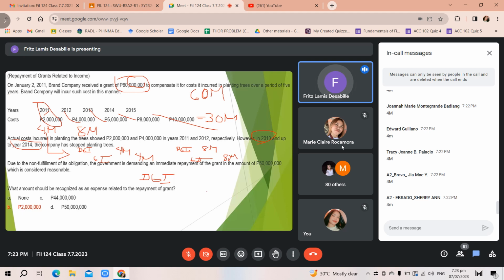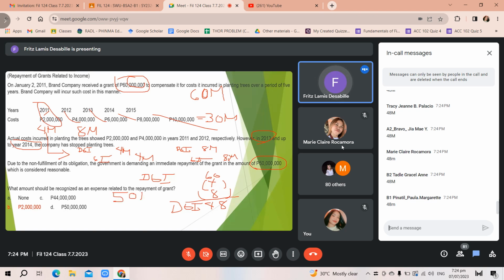So 60 million minus 4, minus 8. Pila ang balance nato? 48 million. So ang balance sa atong deferred grant income kay 48. Now, unsa ganito kung giingon? Na 50 million nga cash payment gibalik nato kay government.